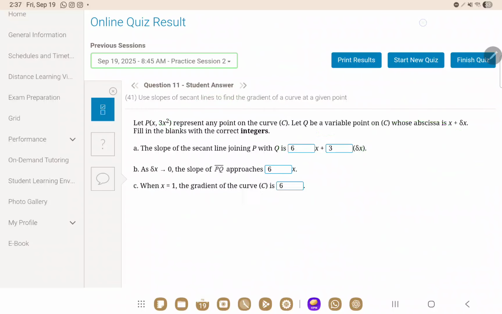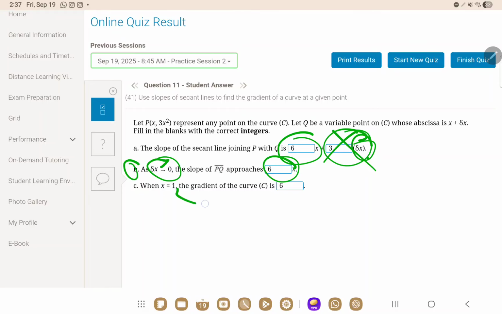Now we can delete everything and solve part B. As delta x approaches 0, the slope of PQ approaches, so when this becomes 0, the slope is 6x. That's literally all it's asking. Now when x is 1, the gradient of the curve is 6. You just substitute 1 into this part. And that is literally it.